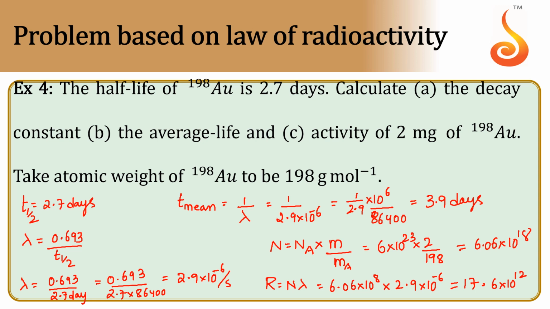Or if you want to convert into Curie, we can divide this value by 3.7 into 10 power 10. So we will get 480 Curie.